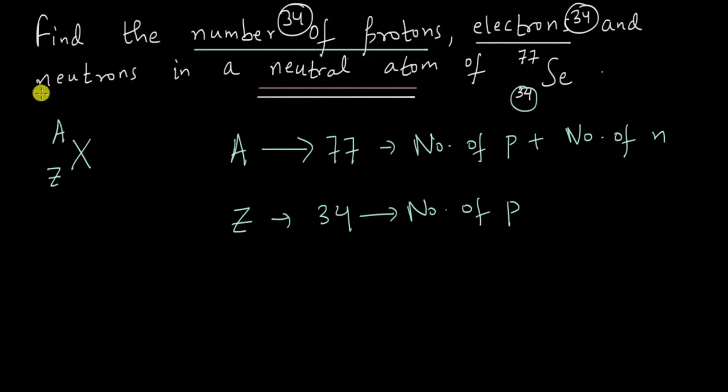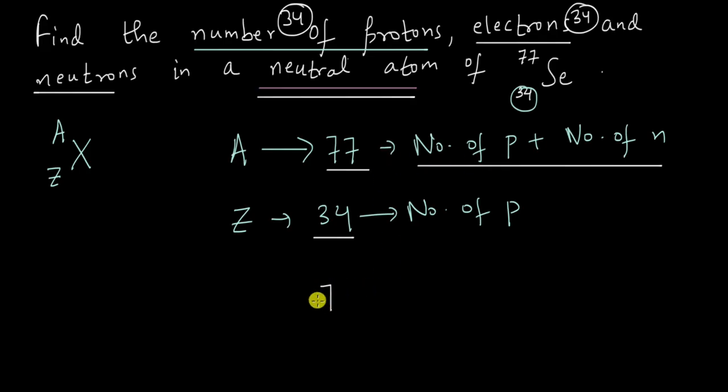Finally, we also need to find the number of neutrons. Before I do this, pause this video and see if you can figure it out. Alright, I hope you have tried this. We already know that the number of protons is 34 and the number of protons plus the number of neutrons is 77. These two together can give me the number of neutrons.